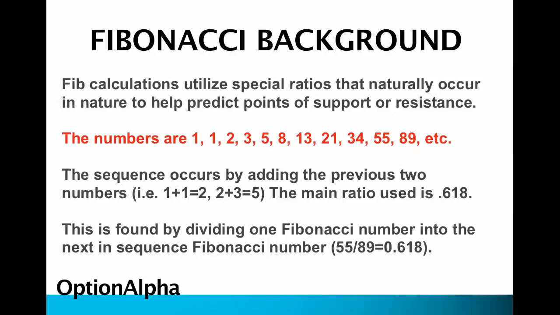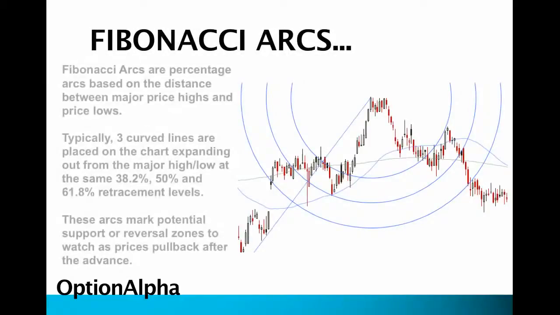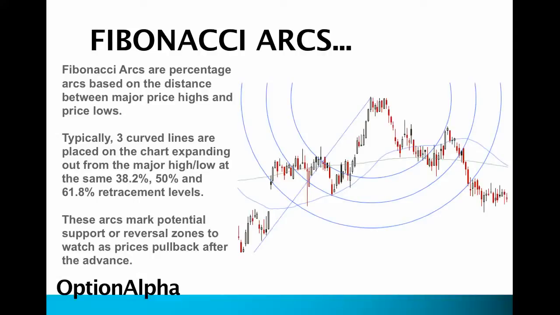Again, look back at some of our other videos where we cover Fibonacci retracements more in depth. We're going to talk about Fibonacci arcs in this video. Fibonacci arcs are percentage arcs based on the distance between major highs and major lows, or major lows and major highs. Typically 3 curved lines or more are placed on the chart expanding out from the major high-low at the same 38.2, 50, and 61.8 retracement levels.